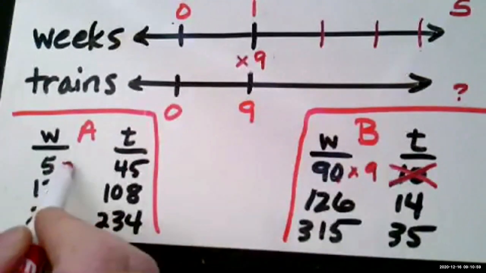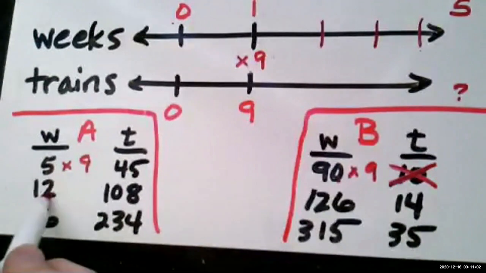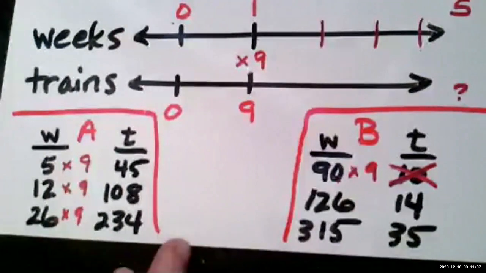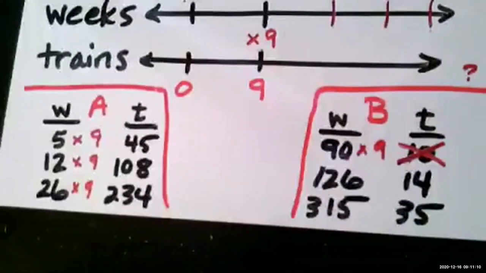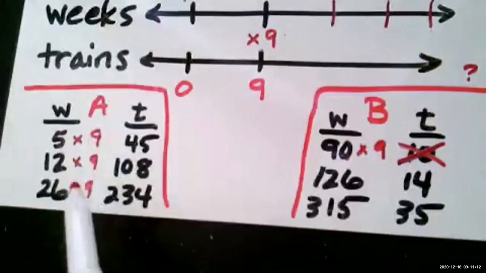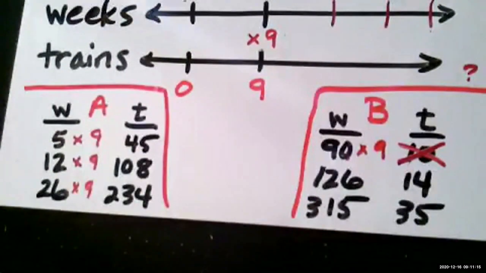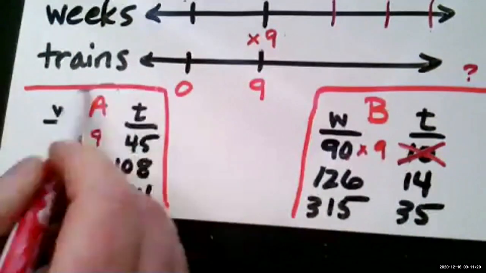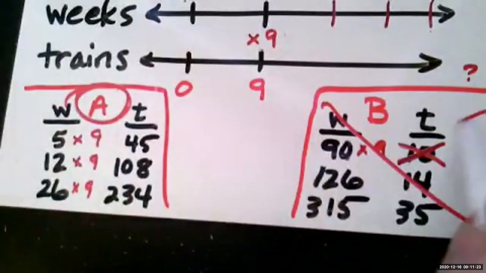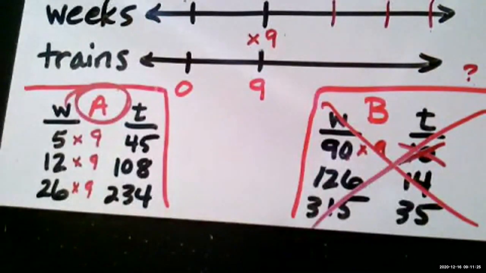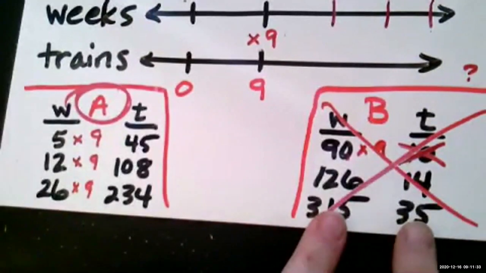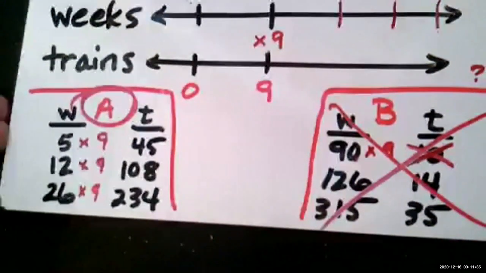If you had 5 weeks, then you could build 45 trains. 12 weeks would give you 108 trains, and 26 weeks would indeed give you 234 trains. So it's finding the correct answer, and of course this answer is A, because B is absolutely wrong in this situation. Okay, so it's just making sure that your rates are proportionate, that they're organized, that you have the right number under the right column for a table.